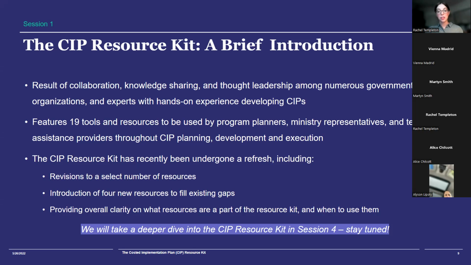The resource kit currently features 19 tools and resources that can be used by anyone involved in the CIP process, including ministry representatives, program planners, consultants, technical assistance providers, etc., throughout the CIP process. And in fact, each of these steps in the 10-step process has at least one resource to support. Over the past year or so, the CIP Resource Kit has undergone a refresh. And that has included revising a select number of resources, including new resources to fill in gaps and to provide overall clarity on what resources to use when.